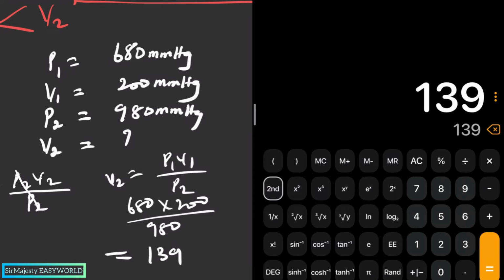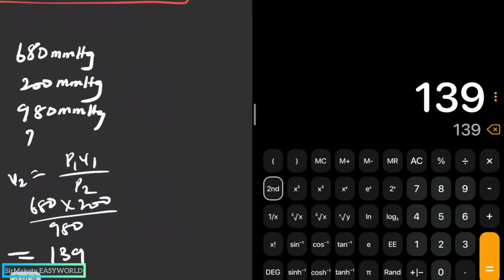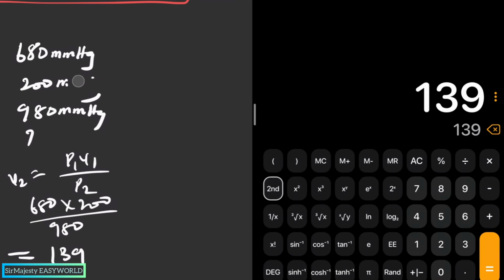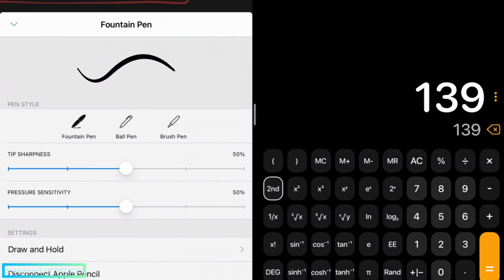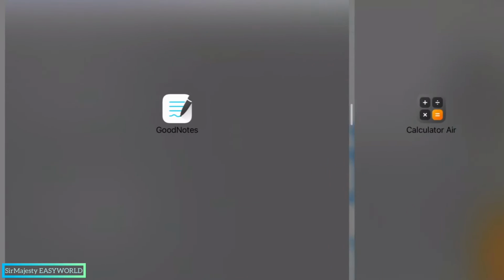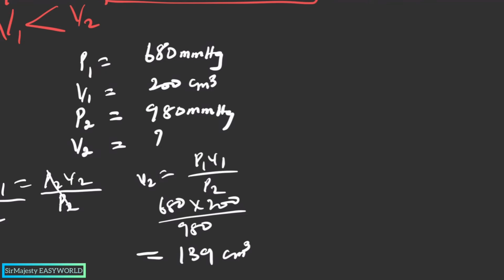Please, there is a mistake here. Volume is measured in cm cube, not in millimeter mercury. Millimeter mercury is wrong for volume, please. So here should be cm cube, so that here will also be cm cube. Then remember not to solve when the figures are in different units. So this is the cheat, and that cheat is working.